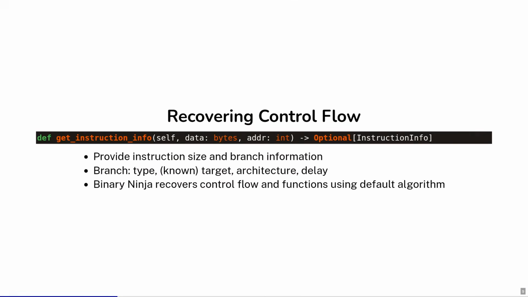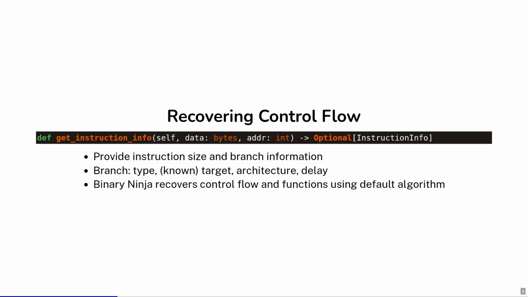So the first task in detail would be recovering control flow. That's one function we need to implement. We get data and address, so we need to disassemble our instruction first, and then we want to return information in an instruction info object. This includes the actual size of our instruction as well as branch information. Branch information is a branch type, if we know it. The branch target might not be known at that point because it might be a relative target. And we can also provide an architecture.